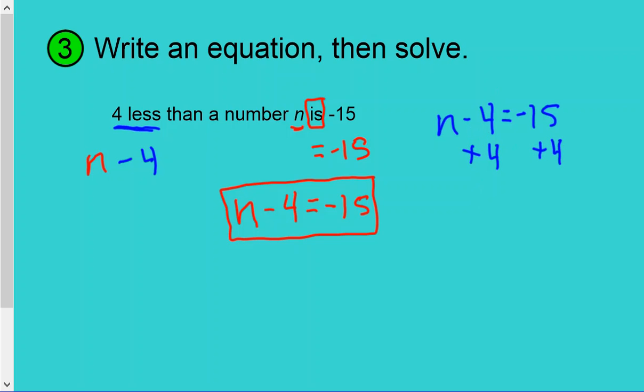Negative 4 plus 4, those will cancel out. And then we have negative 15 plus 4. So if we use absolute value, negative 15 has a larger absolute value, so our answer is going to be negative. And then we can subtract 15 minus 4, which would equal 11. So our answer is going to be n equals negative 11. And if we plug that back in, negative 11 minus 4 equals negative 15. And that is true. Make sure you have this example down before you continue.